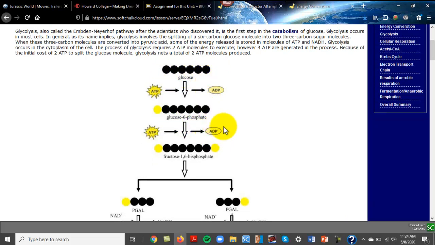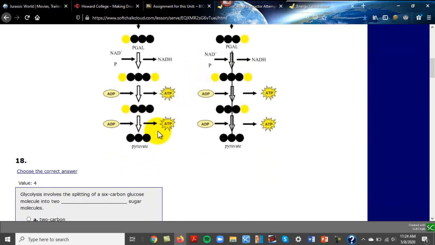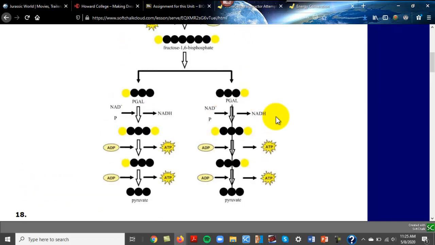And this occurs in the cytoplasm of cells. In eukaryotic cells, this is going to happen outside of the mitochondria. But what happens? There are enzymes that cause this. Glucose is broken down into pyruvate, 2 pyruvic acid. In the process, you get 4 ATP molecules produced. Cells can use that for energy.